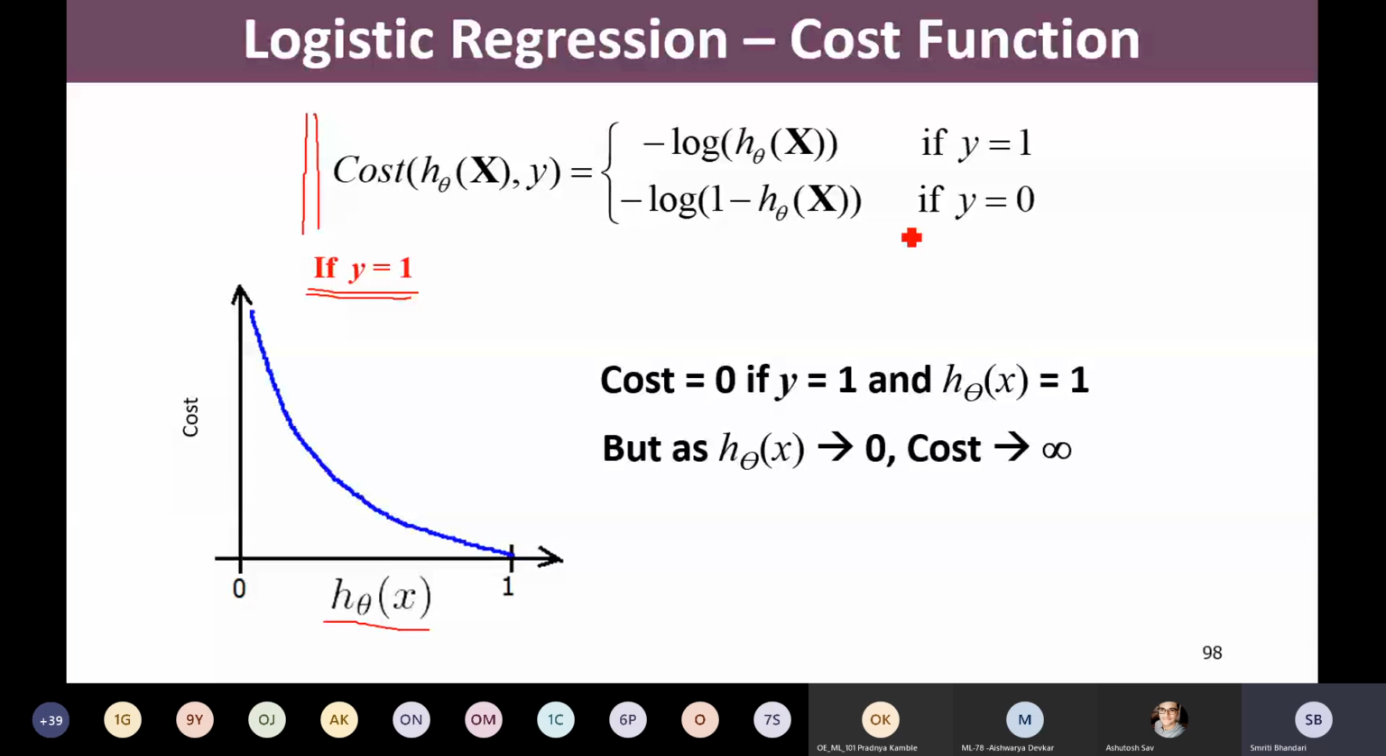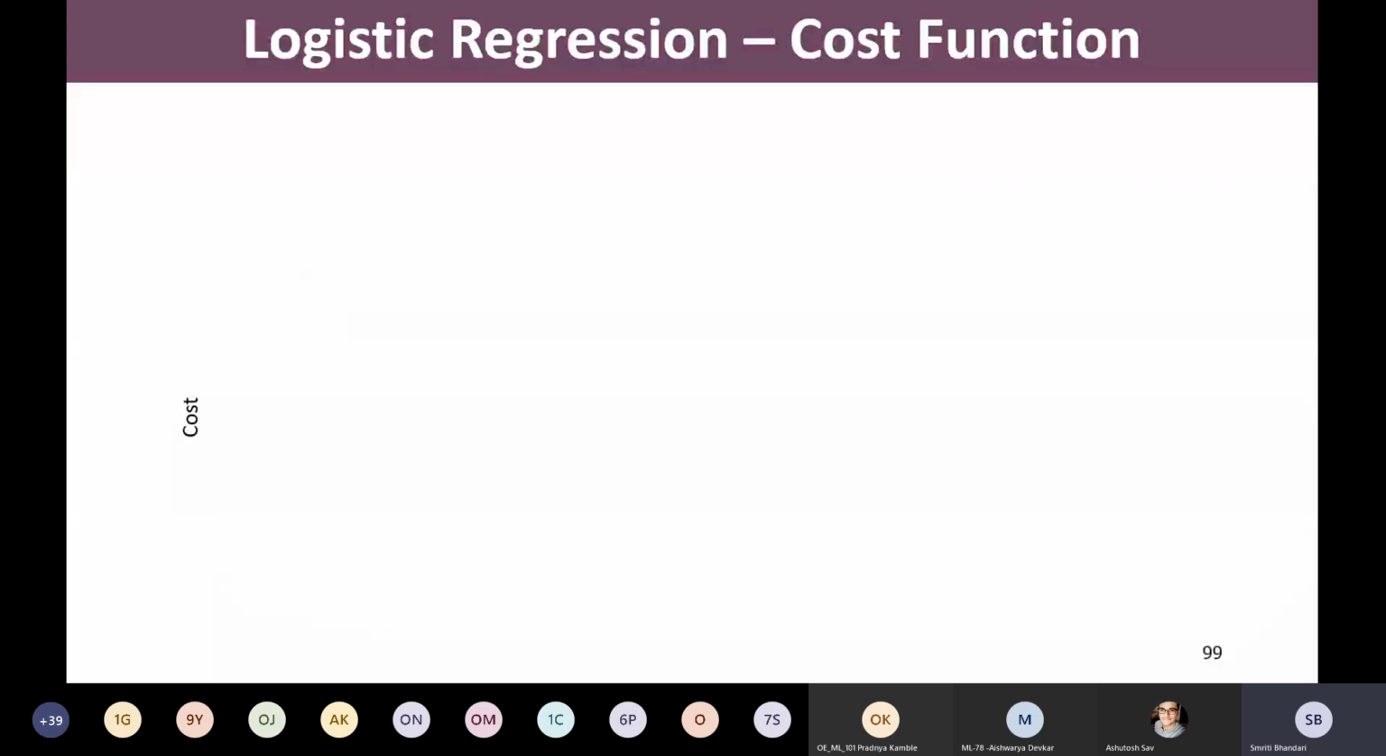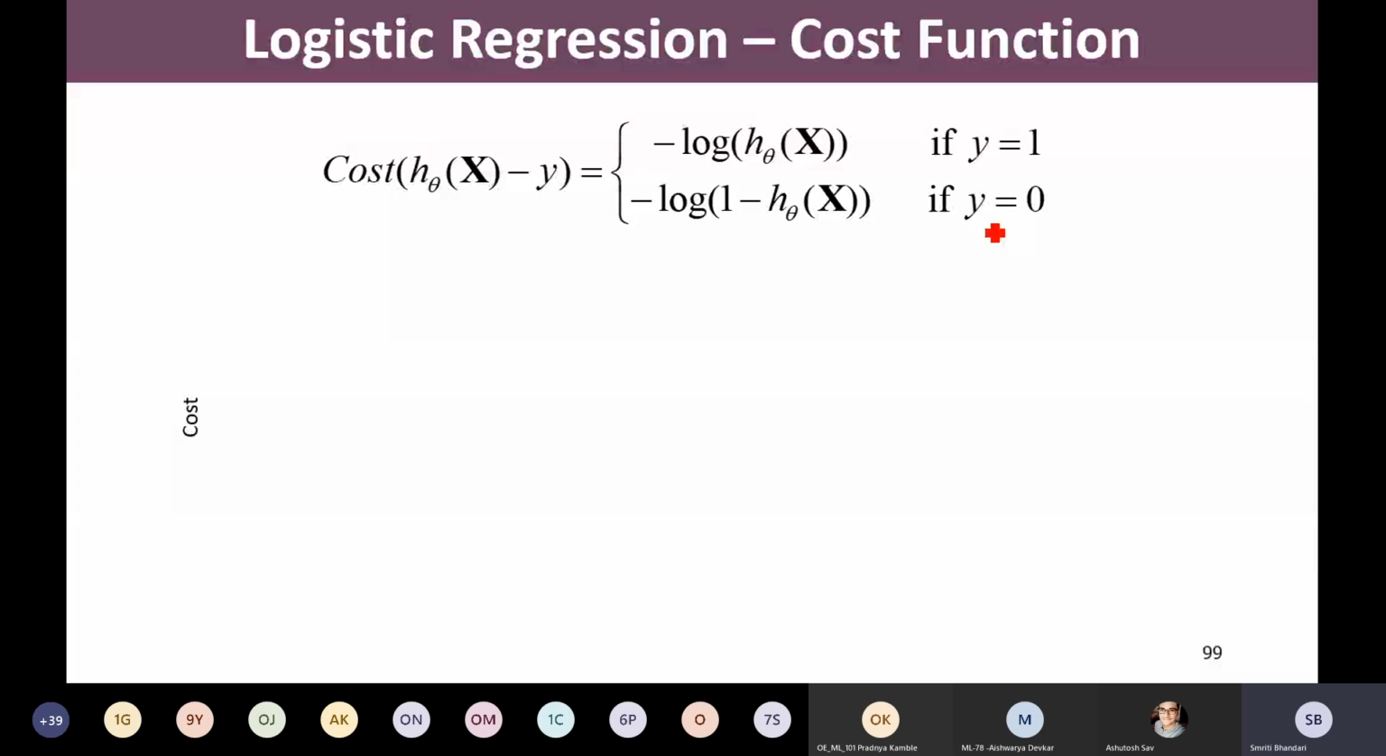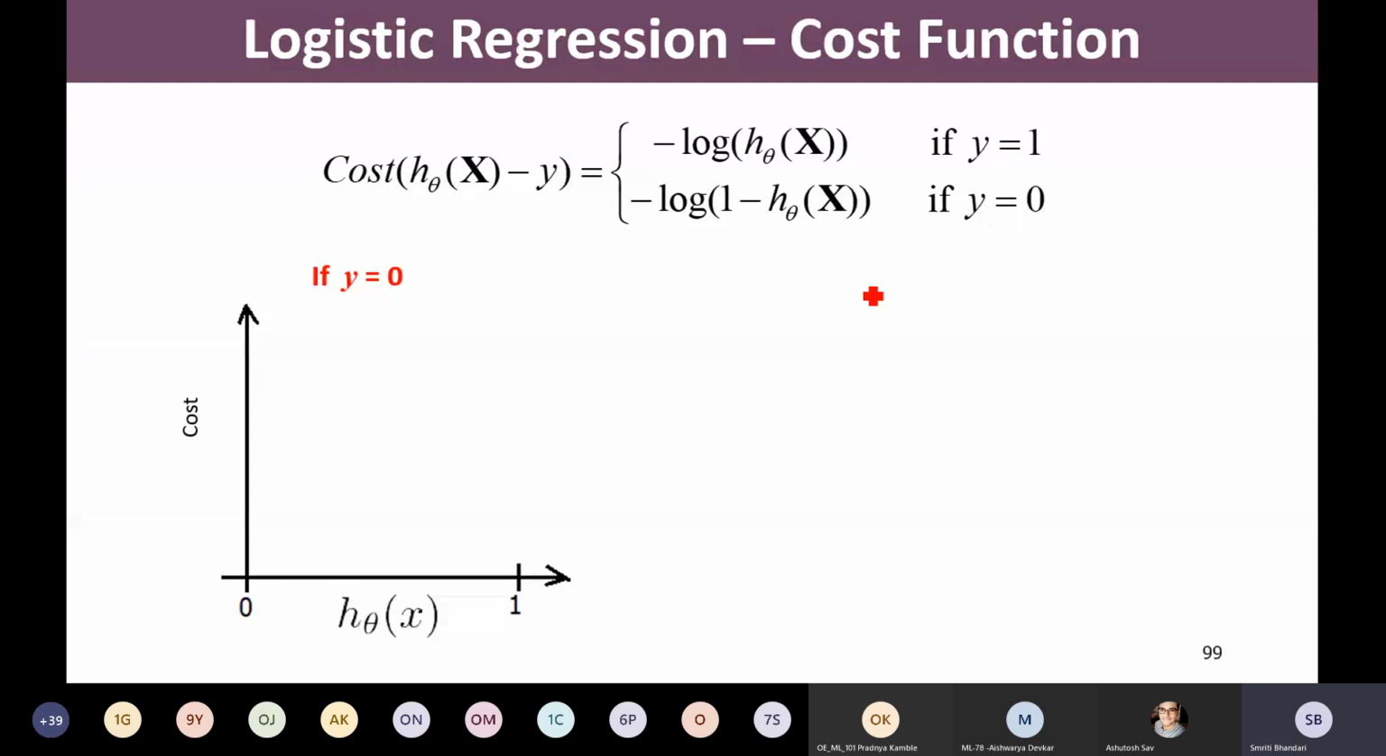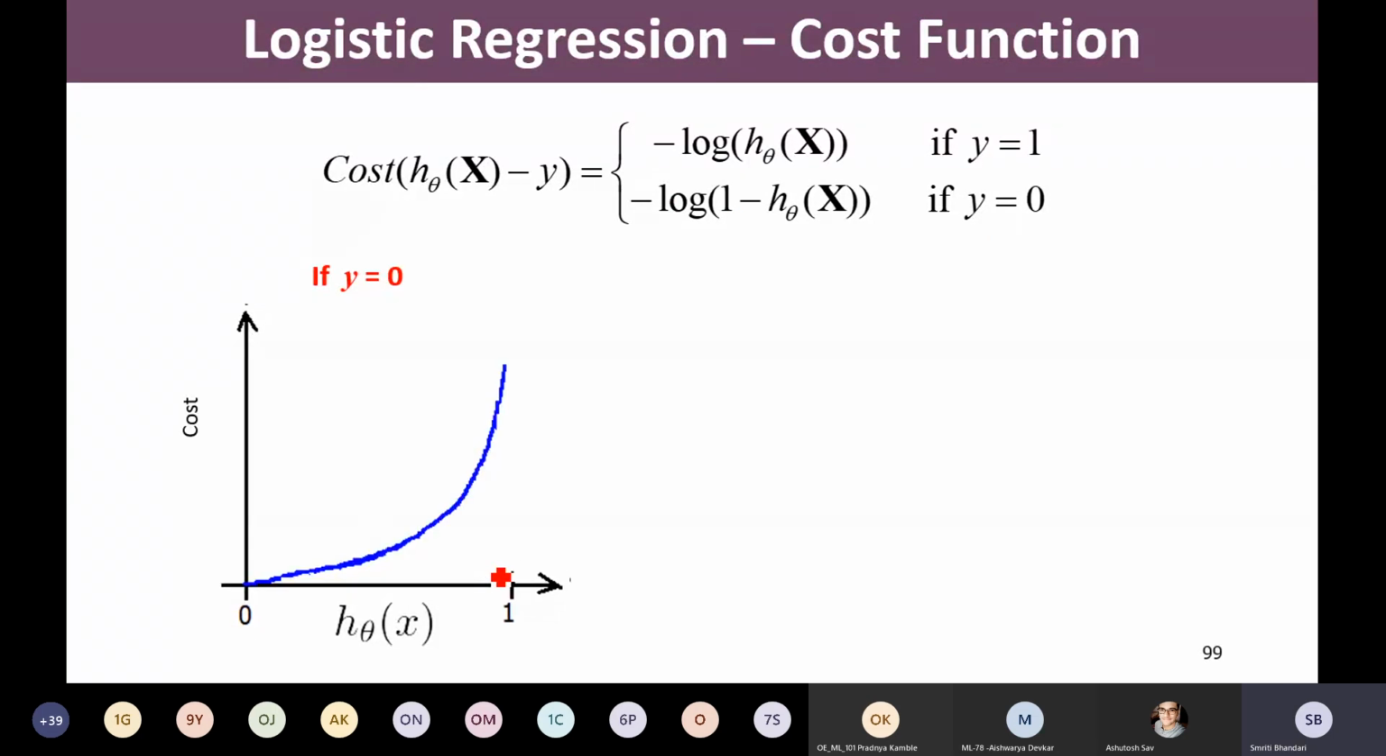Let's look at the second case, if y equal to 0. So this is our cost function, and we mentioned that if y equal to 0, we have the cost that is minus log of 1 minus h theta x. So if we try to plot this cost function, minus log of 1 minus h theta x, right, then the plot will look like this.